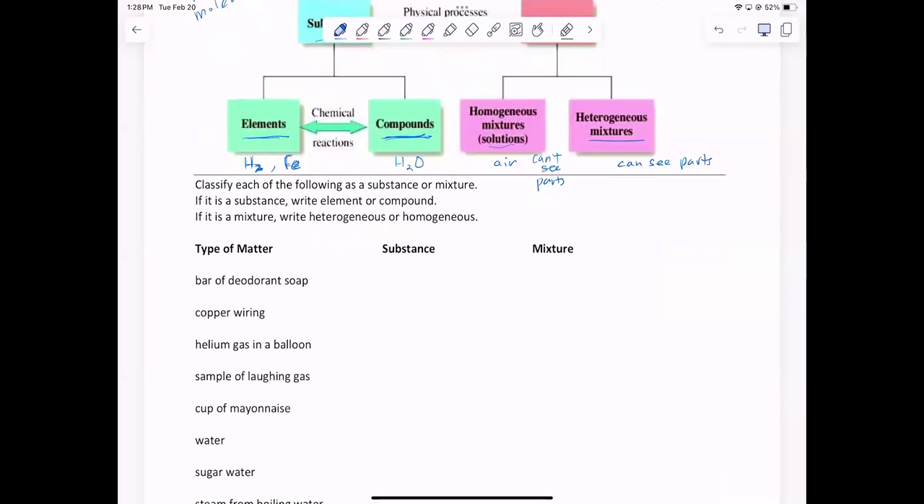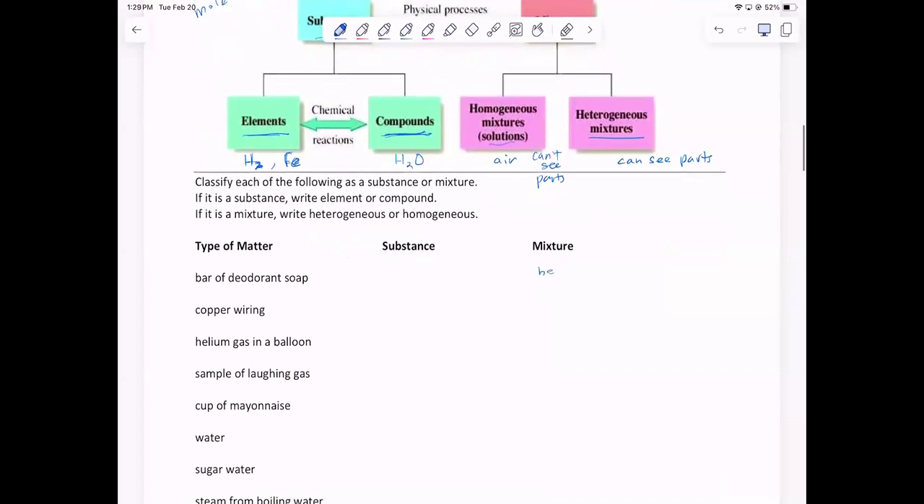So the bar of deodorant soap. I think in the lecture videos, I showed you a picture of the bar of deodorant soap. That bar of deodorant soap has green strips in it and white strips in it. We know there are different green and white parts in it. We can see those, so that makes this a heterogeneous mixture.